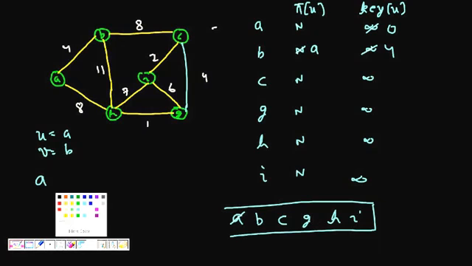Then we go to H. The key was infinity, and now AH is 8, so H's key becomes 8 and its parent becomes A. Now we have this as our queue status. So again, what happens?